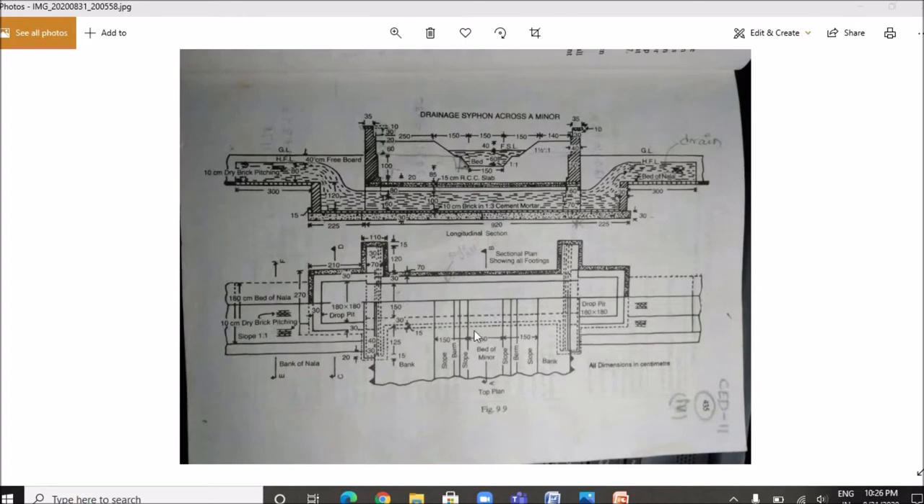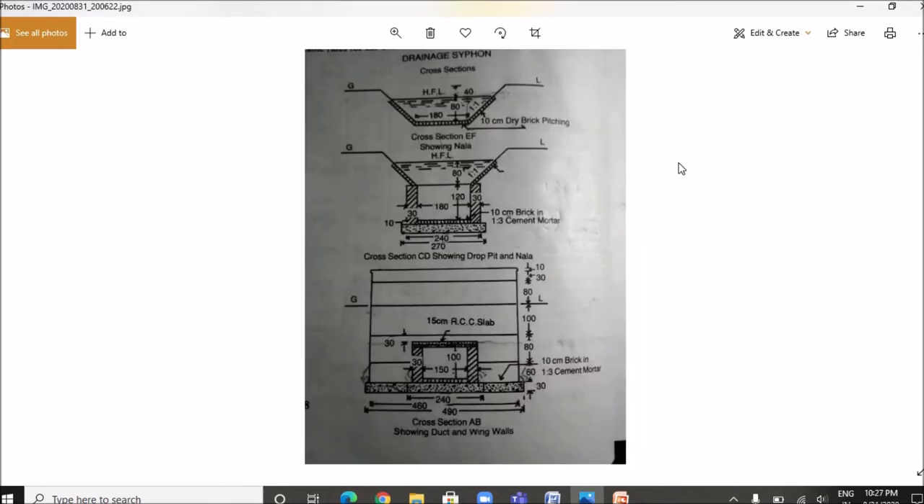And if you see the plan over here, you can see this is the wing wall, this is the drop pit. Here in this figure, you can see the cross section of the drop pit and nala, and here you can see the cross section showing the duct and the wing wall.